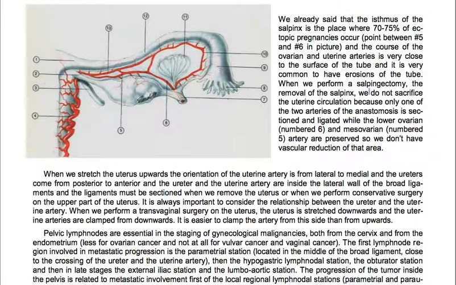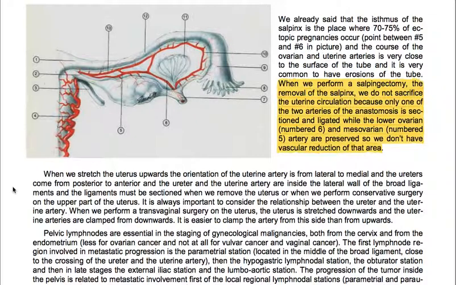When we stretch the uterus upwards, the orientation of the uterine artery is from lateral to medial, and the ureters come from posterior to anterior, and the ureter and the uterine artery are inside the lateral wall of the broad ligaments. The ligaments must be sectioned when we remove the uterus or when we perform conservative surgery of the upper part of the uterus. It's always important to consider the relationship between the ureter and the uterine artery.